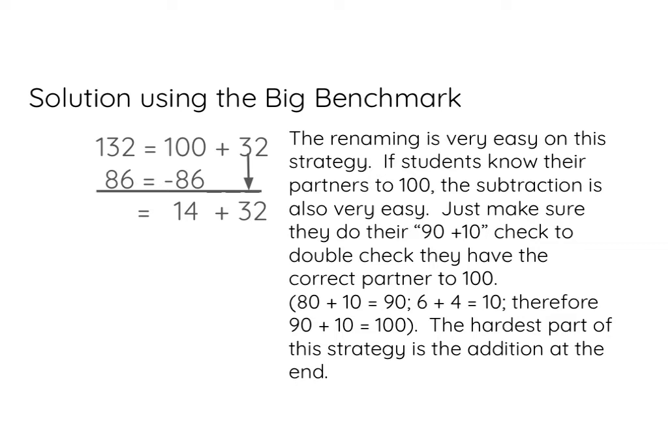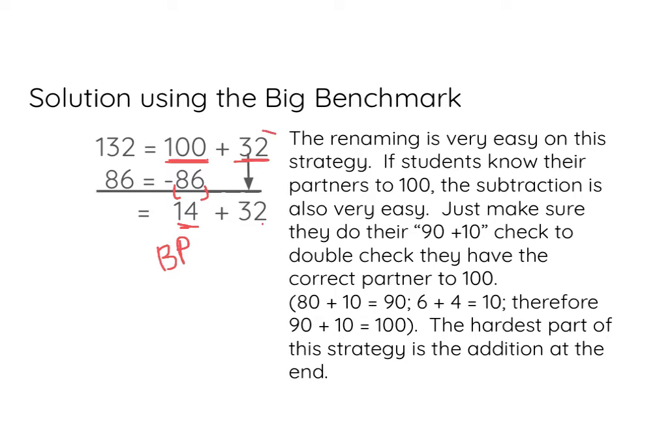Now let's look at the big benchmark. On the big benchmark, remember we put the next 100, which is 100, and add 32 to rename it. You bring down the 32. Remember, when I'm going to the 100, you need your big partner, or your partner to 100. Make sure you do your 90 plus 10 check to make sure that you have the right partner.